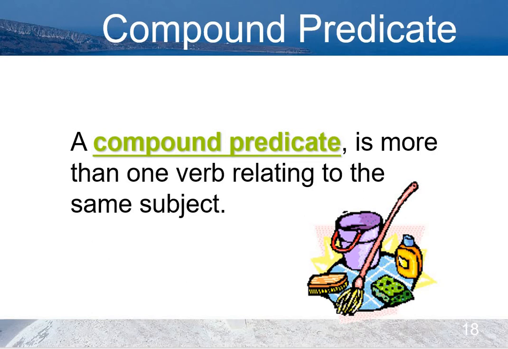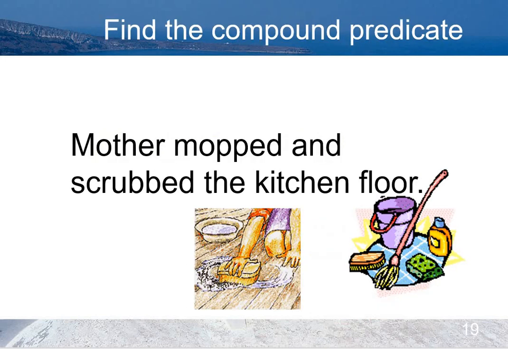Okay. You must be understanding that I'm taking the concept of subject and predicate side by side. Now, I want to discuss compound predicate. A compound predicate is more than one verb relating to the same subject. We can use more than one verb. Find the compound predicate. Mother mopped and scrubbed the kitchen floor.